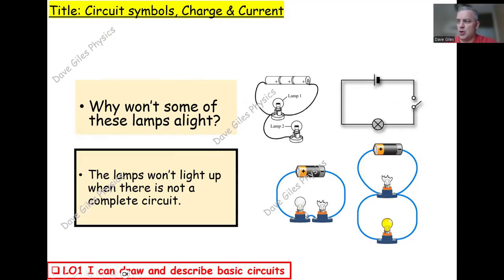Here we've got a series circuit, and a series circuit is where you've only got one loop. This here is the parallel circuit, so a parallel circuit is where you've got two or more loops.